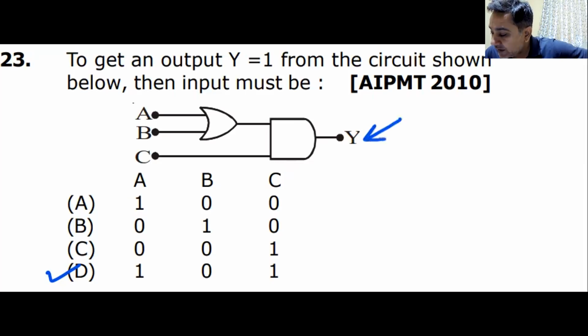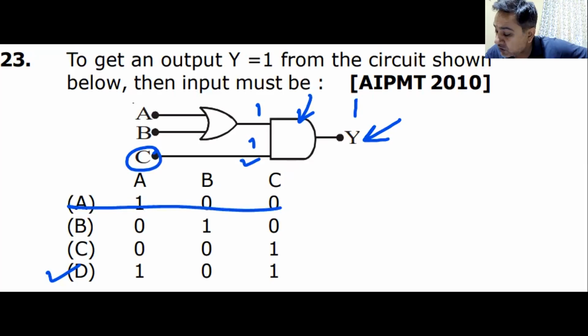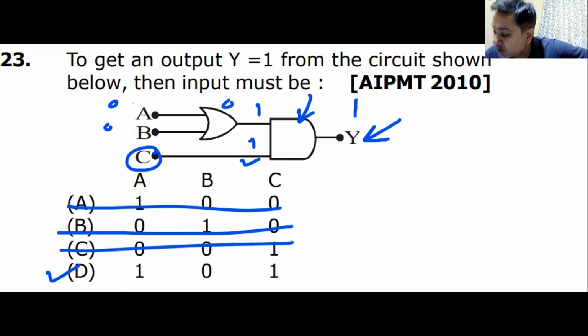I need to get Y = 1 here. And remember that this is an AND gate. I can only get 1 in an AND gate if I have 1 here and 1 here. Yes or no? Yes, sir. So that makes me understand that C has to be 1 here. So these 2 options are gone. I just check any one of C and D. So I put 0 here and 0 here. This is an OR gate. This will give me 0. So this cannot be the option. So the only option is 1. See how quick I have done this. I have not taken even 5 seconds.